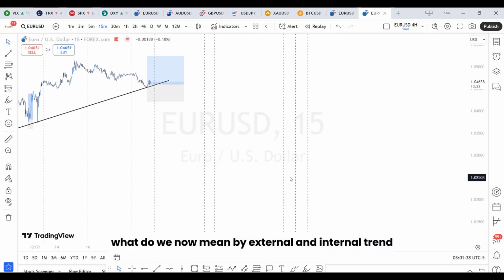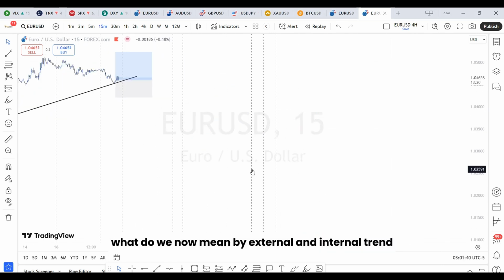What do we now mean by external and internal trend? The whole concept of external and internal trend is just you trading a higher time frame trend on a lower time frame trend, trying to catch the pullback of the trend. Now what do I mean by all that?